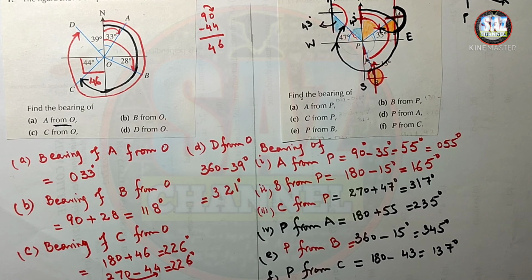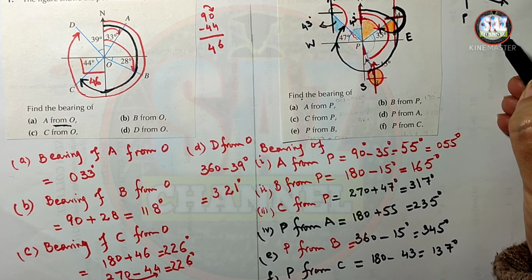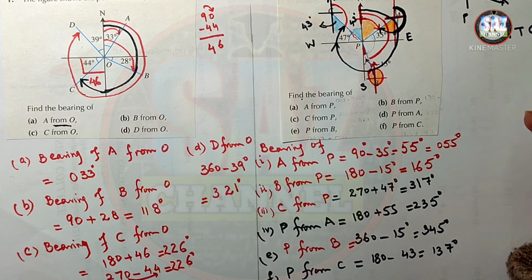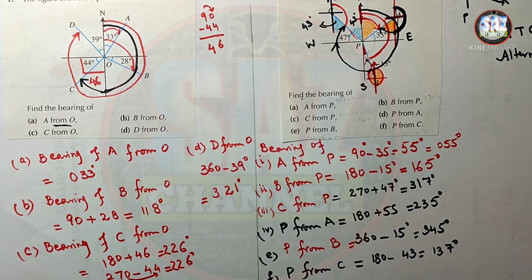For better understanding, you must keep the rule of NTC: north, three figures, and clockwise direction, and alternate angles. If these three points are clear to you, then the questions of bearing will not be difficult.